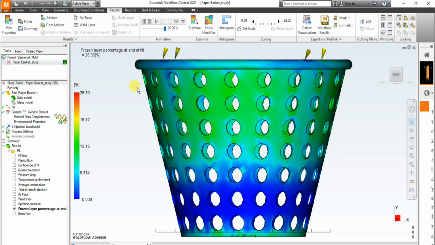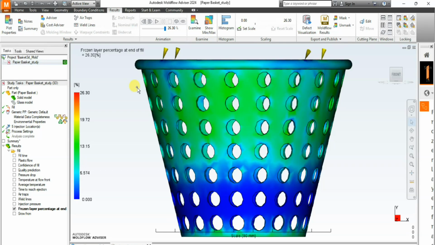Now we need to understand that the frozen layer fraction at the end of fill indicates the thickness fraction of the frozen layer at the end of filling. You should take note of that. It ranges from 0 to 1, which is just like saying from 0 to 100%. A higher value indicates a thicker frozen layer or thinner flow layer, and higher flow resistance.